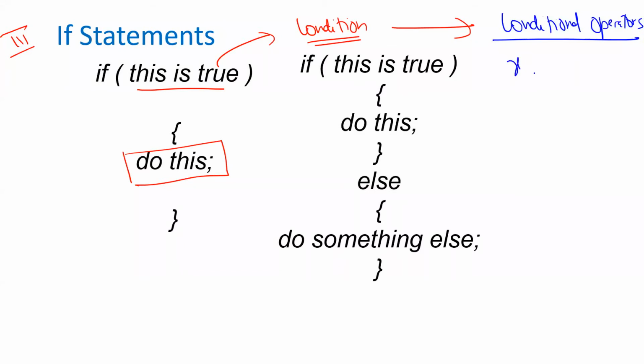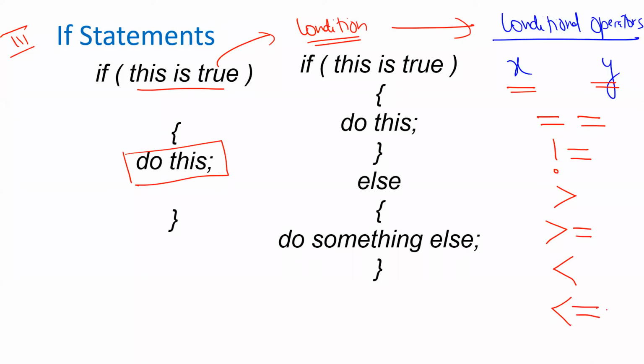Suppose I have two numbers x and y and I want to compare them. The first way is equal to, whether the two numbers are equal, whether they are not equal, whether one number is greater than the other number, whether one number is greater than or equal to the other number, whether one number is less than the other number, and whether one number is less than or equal to the other number. These are the various ways in which we can compare these two numbers, and these conditional operators we use extensively in decision making, especially in the if statement.